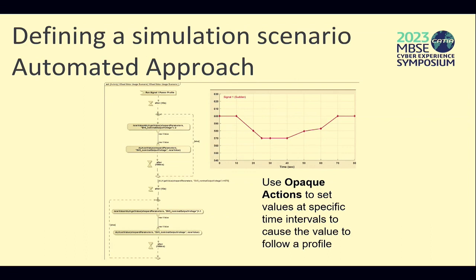But what happened was we said, all right, we can't do that exact type of profile in Cameo, but what we can do is use opaque actions and just cause it to change a value that would ride that exact same profile. And when it does that, things can react based on that. So that was how we created one of those profiles.